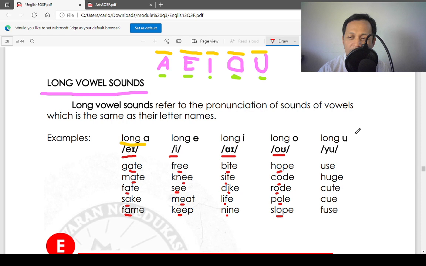Now we are going to the long U sound. The original sound of the U is uh. We are going to use the long vowel sound for letter U. It will be pronounced as U.